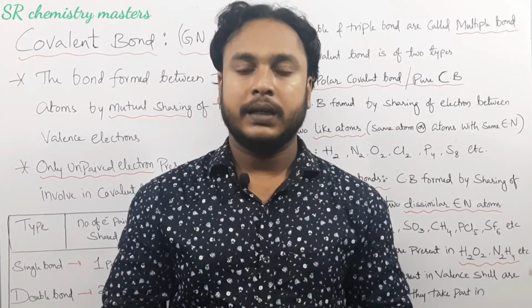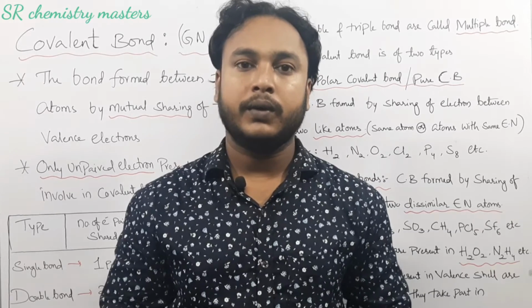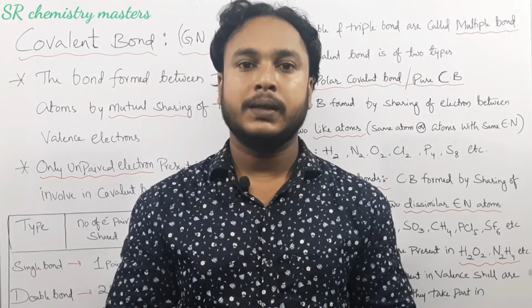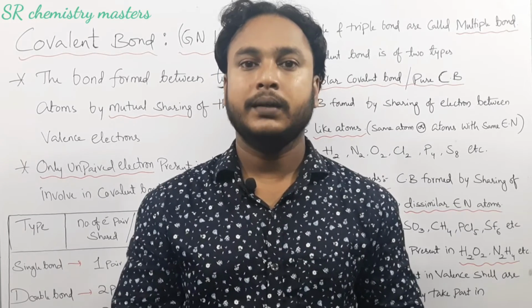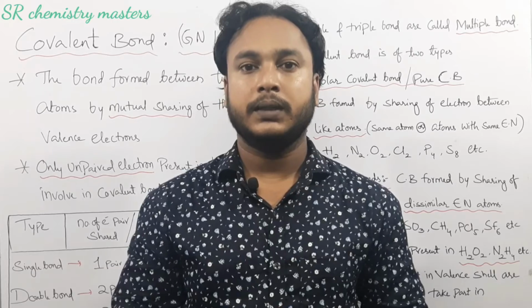In the valence shell, the electron pairs which are not involved in bond formation are known as lone pairs of electrons, and lone pairs of electrons will take part in coordinate covalent bond formation.